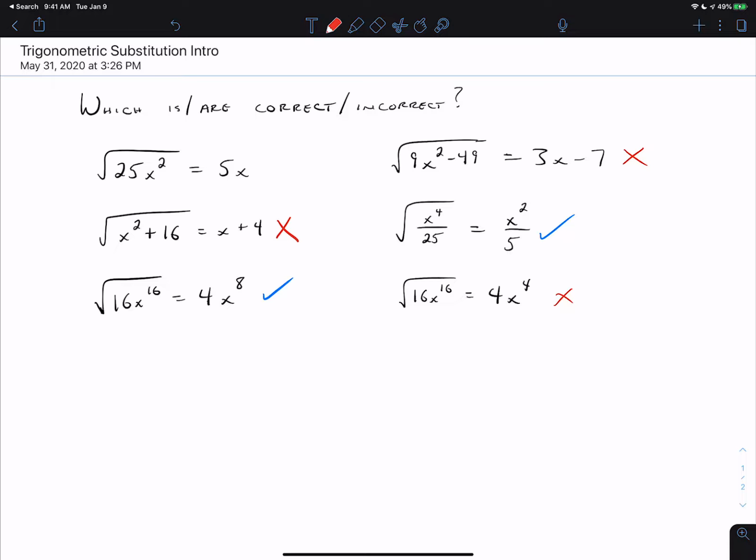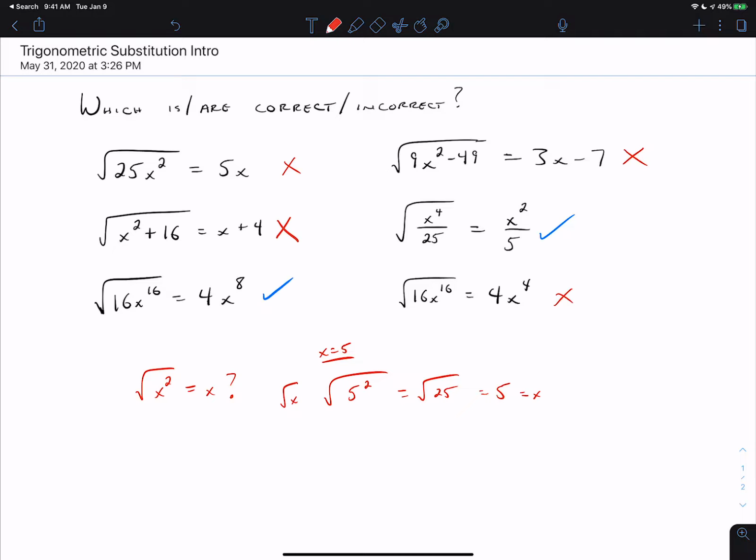The last one I want to talk about is the first example, the square root of 25x squared. That's a little bit questionable depending on the assumption there. So in general, that is incorrect. The rationale is that the square root of x squared is not always x. If x is 5, you get 5 squared, which is the square root of 25, which is 5. That is equal to x.